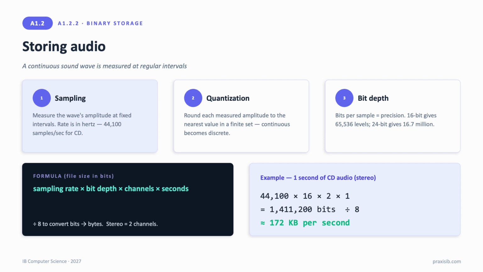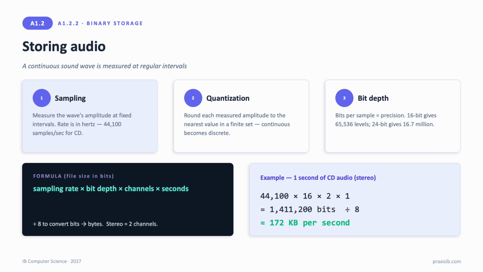The second word is quantization. Each time we measure the wave, the value we get is rounded to the nearest number we are allowed to store. That rounding is quantization, turning a smooth value into one of a fixed set of steps. The third word is bit depth. This is how many bits we use for each measurement, and it controls how precise each one can be.